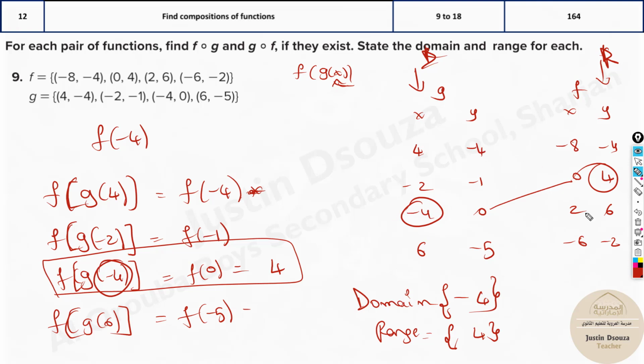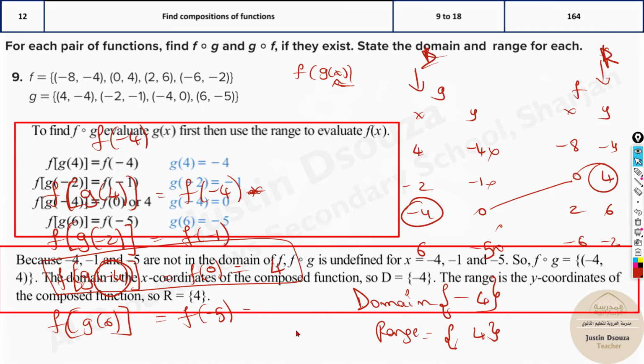But these all do not match. So not there, not there, not there, not there for this one. So that is how we do this. We will do the other part as well. Now I hope you understand the first one.